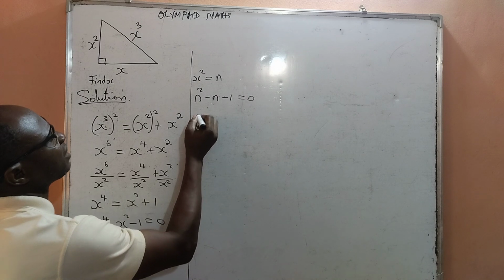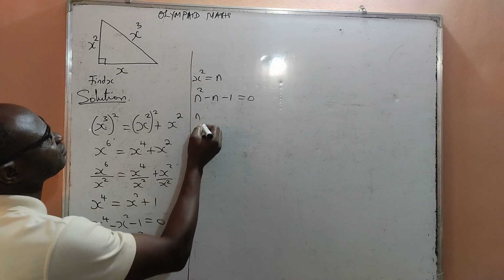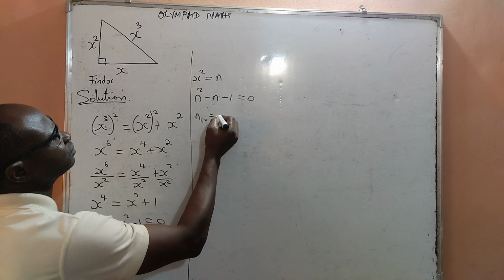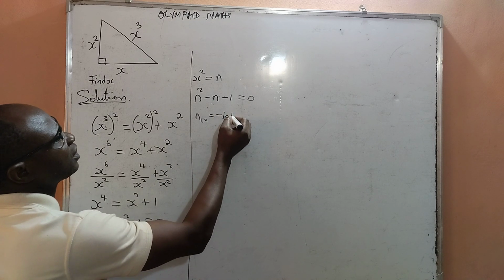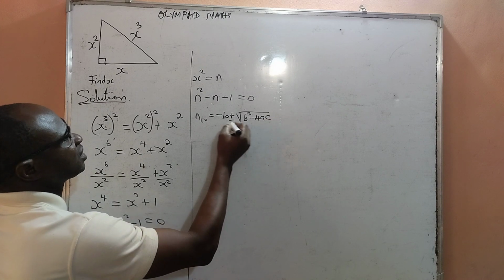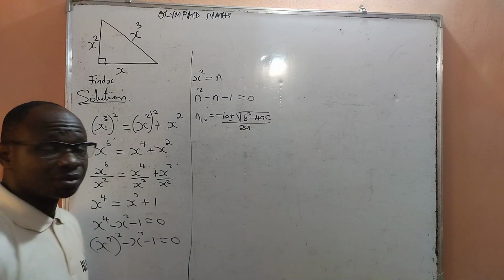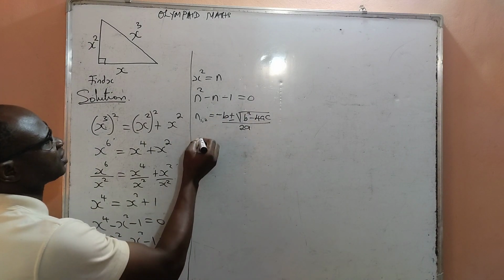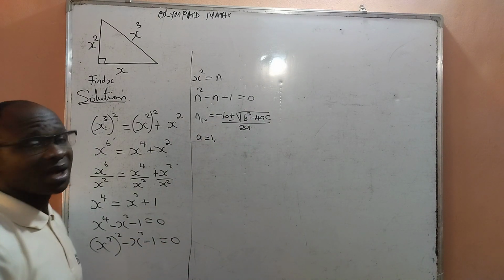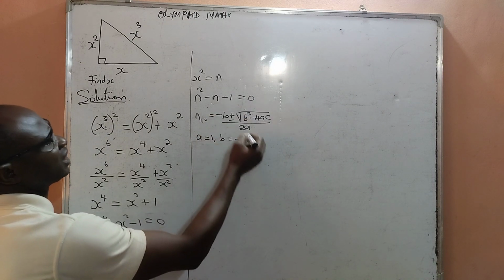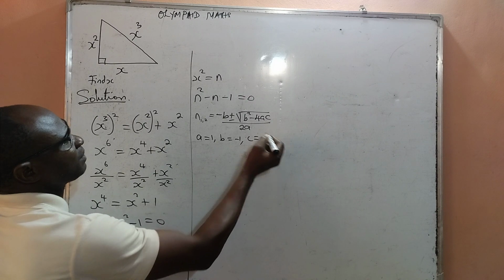In the quadratic formula, n1, n2 should be equal to minus b plus or minus the square root of b squared minus 4ac, everything divided by 2a. And by this, the value of a from the equation is equal to 1, the value of b is equal to minus 1, and the value of c is equal to minus 1 as well.